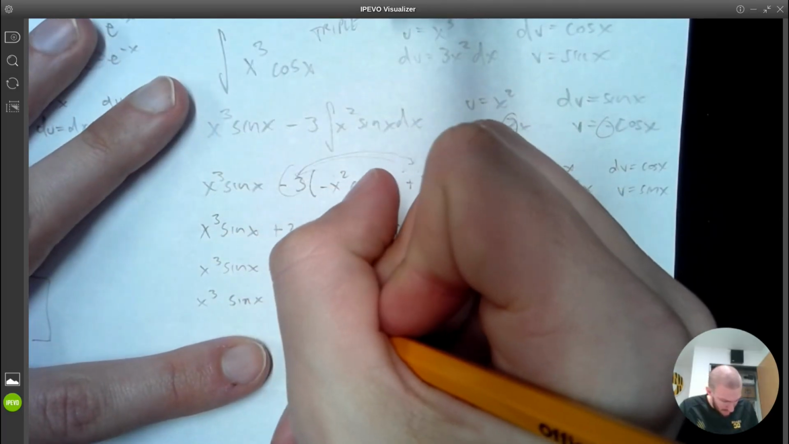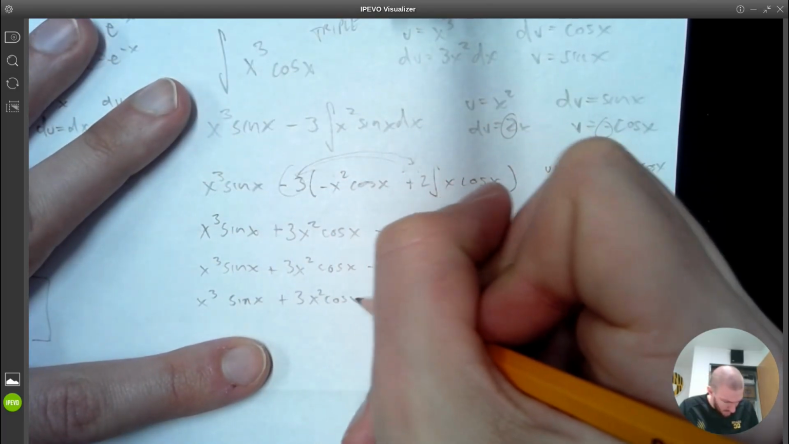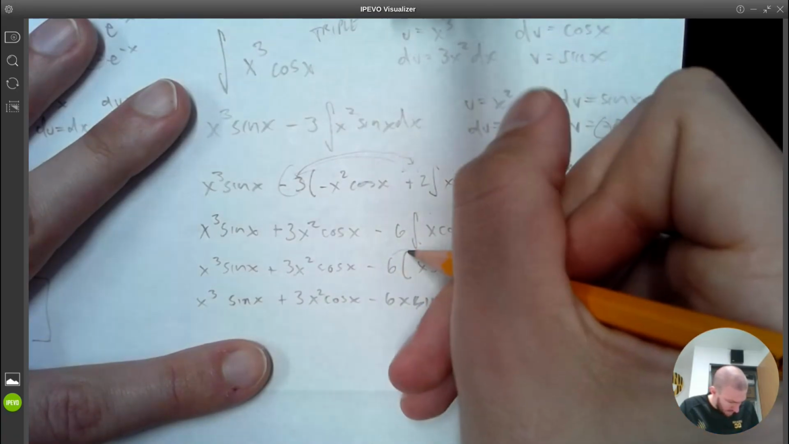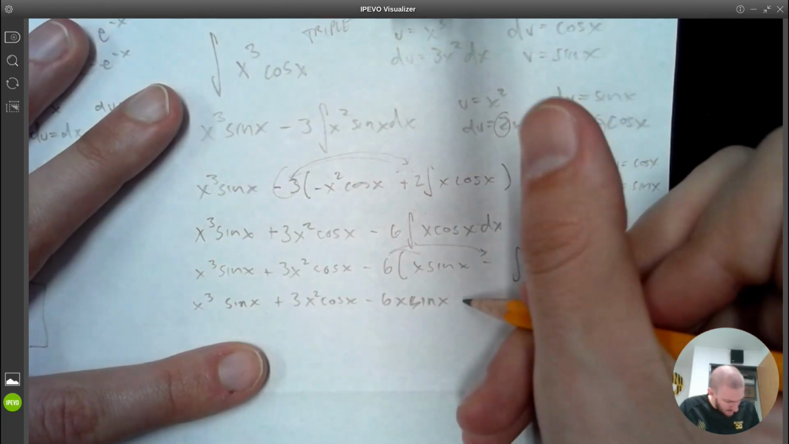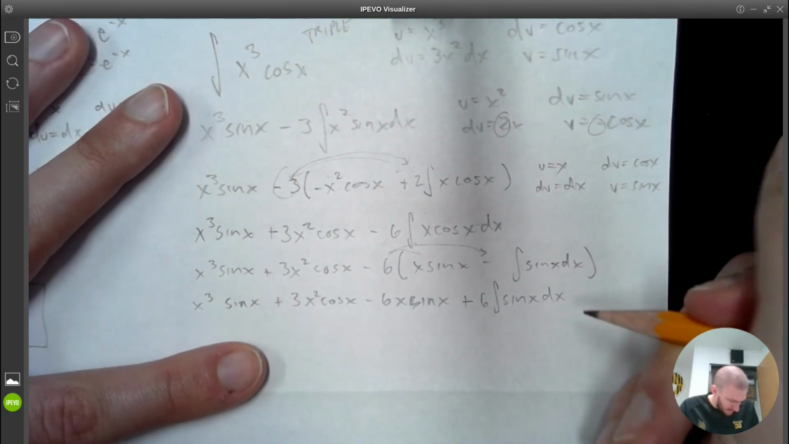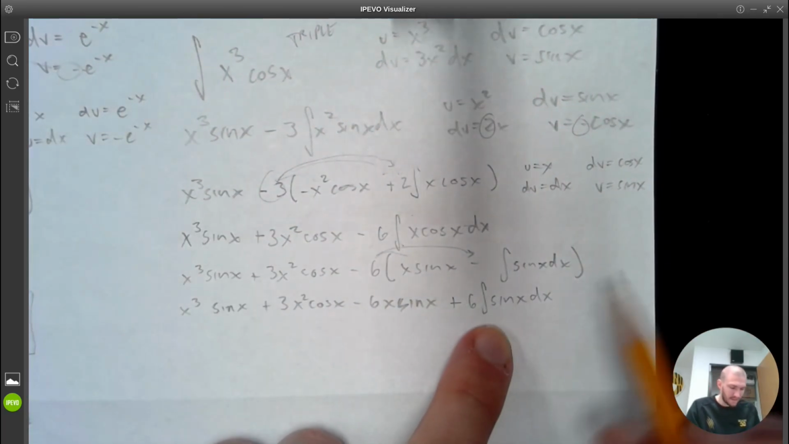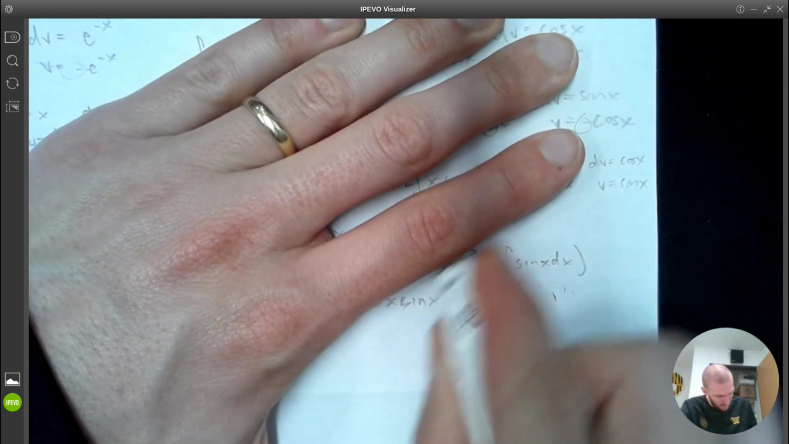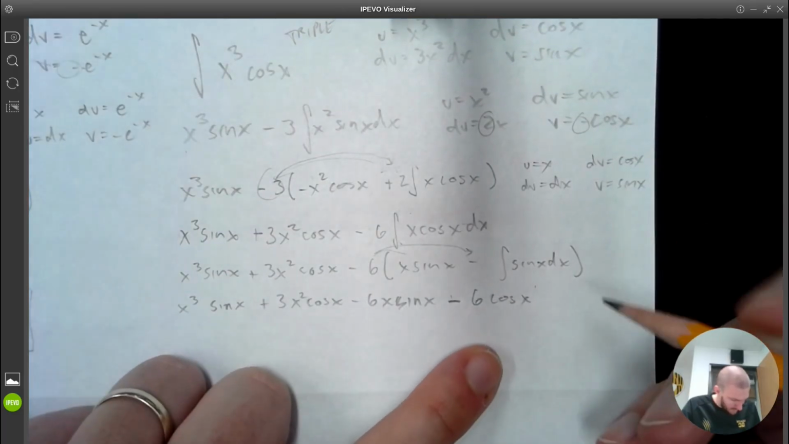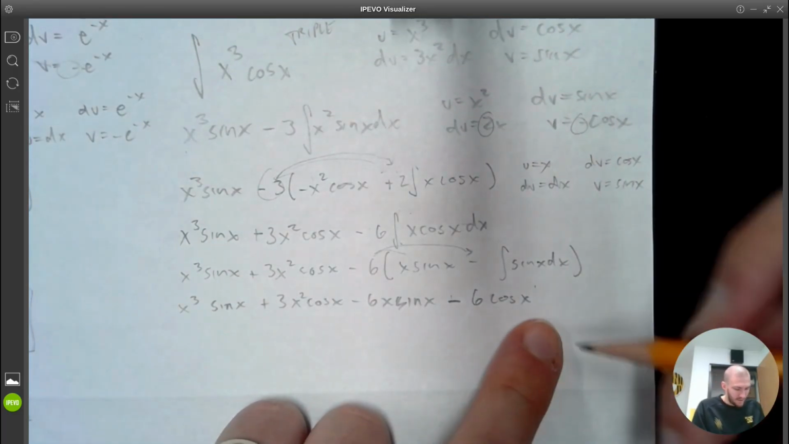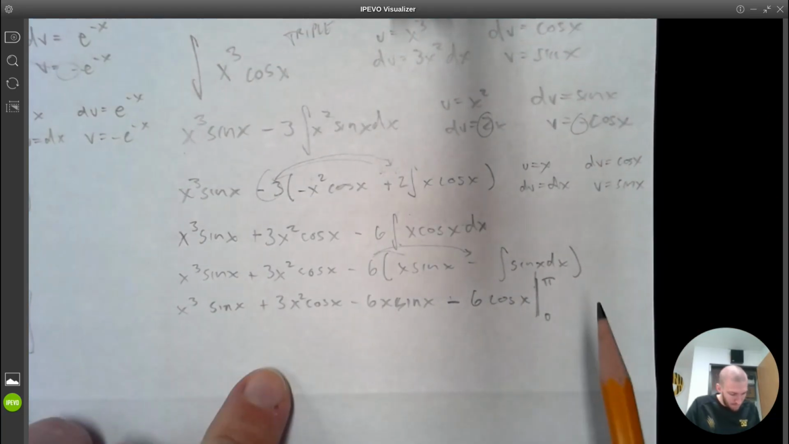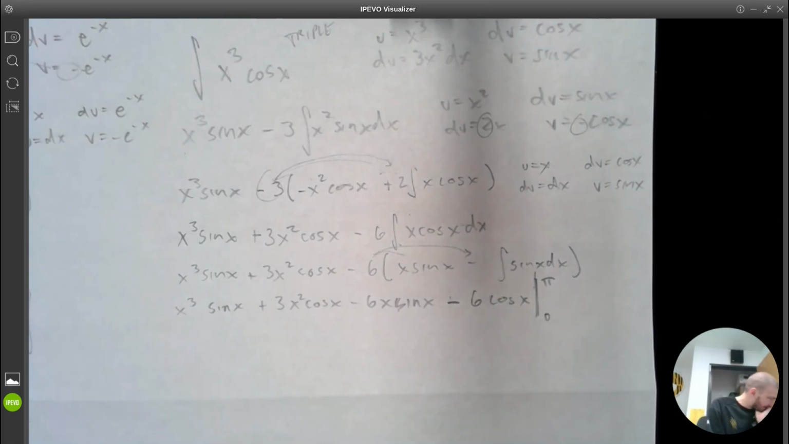x cubed sine x plus 3x squared cosine x, distribute this, minus 6x sine x, distribute this. That's going to be plus 6 integral of sine x dx. The integral of sine x is negative cosine x. So I'm just going to erase this and make it negative 6 cosine x. Now this question is definite integrals as well. That's going to be a little bit of a headache. Oh my god, I got to plug all of this in.